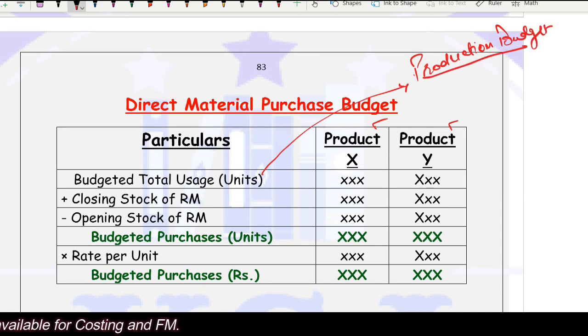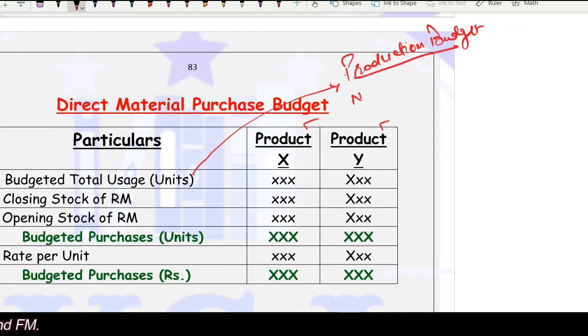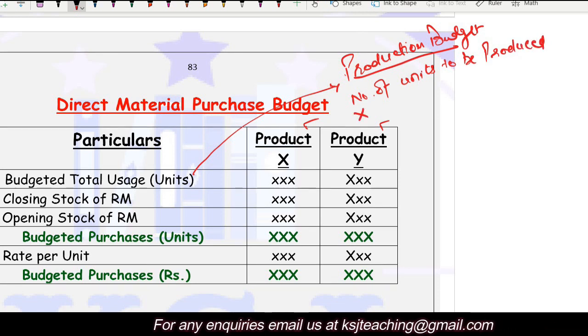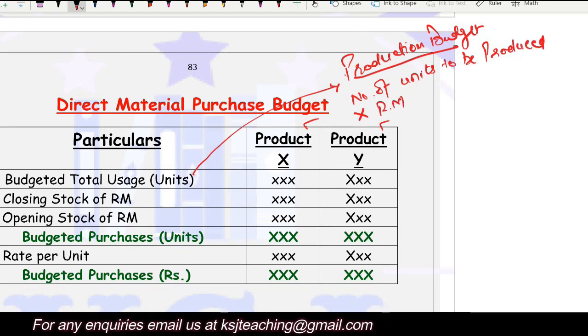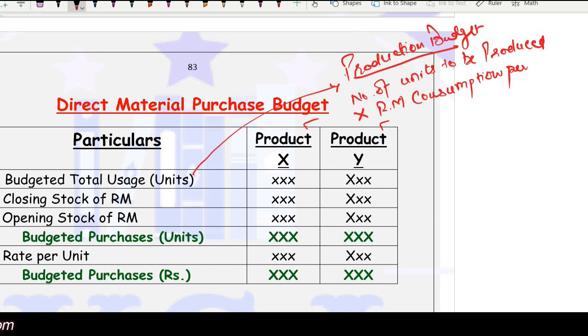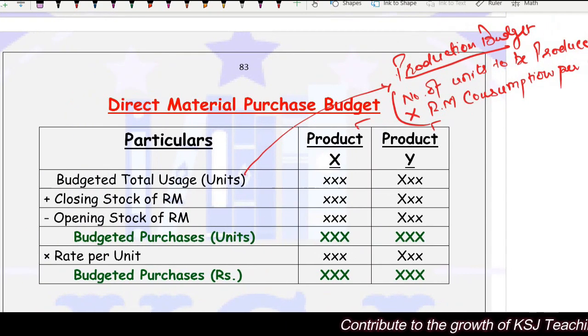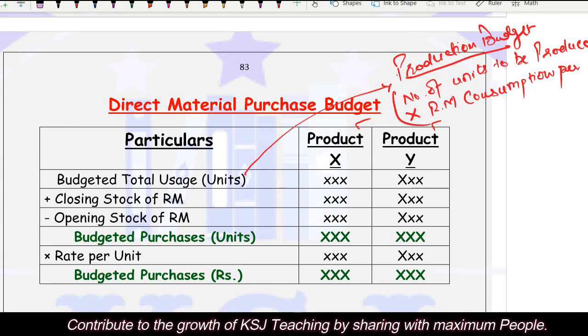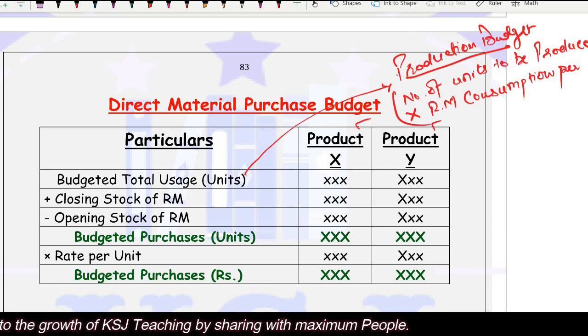What is meant by usage? The usage means number of units to be produced multiplied by RM usage, RM consumption per unit, right? So this is what the budgeted total usage means. Now this usage is dependent upon the number of units that you have decided to produce in the production budget.